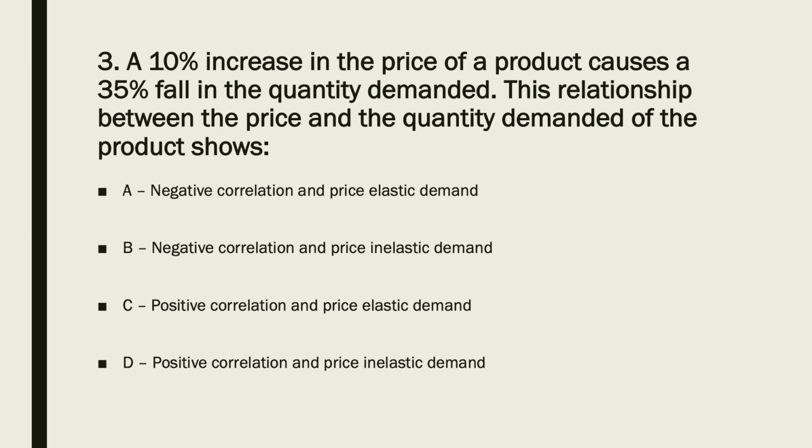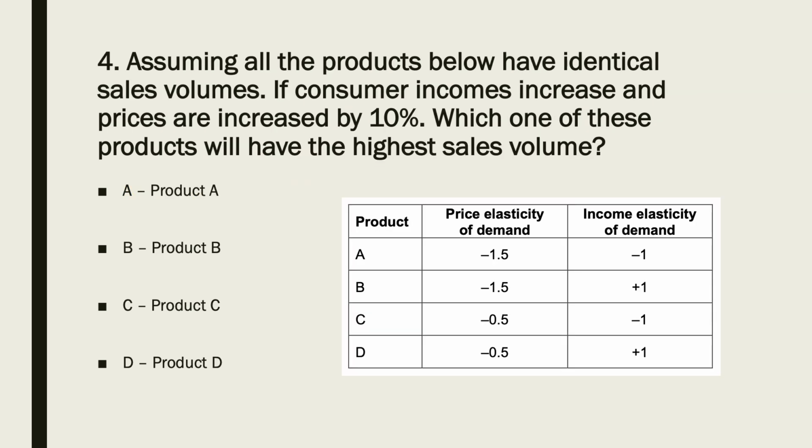The second part of that is the elasticity. Well, of course, you've got a 10% increase in the price and a much more dramatic fall in the quantity demanded, 35%. So clearly that's very sensitive, very elastic. So of course it has to be price elastic demand. That means the answer is A. So let's move on to question 4. Pause the video, try and work it out.